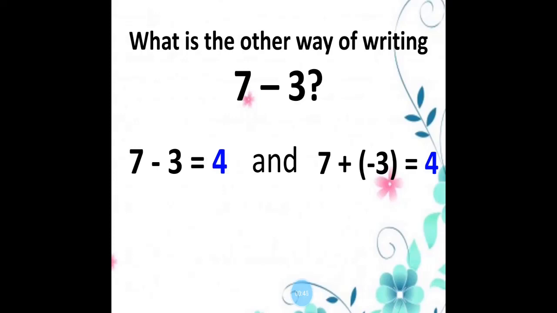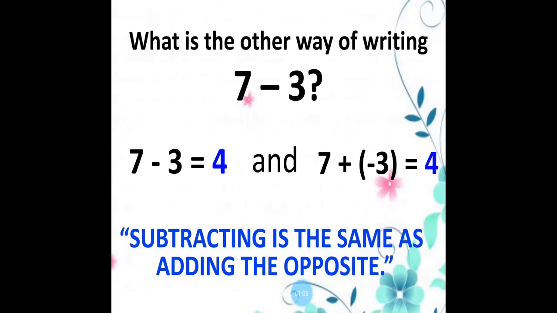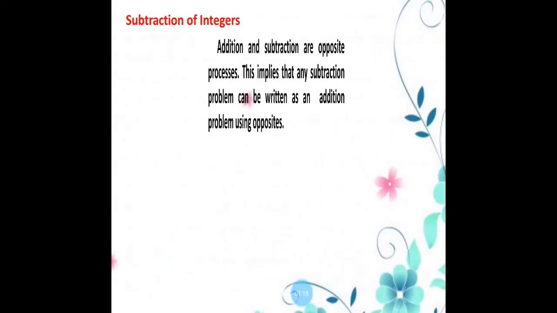So what do you think is the difference between 7 minus 3 equals 4 and 7 plus negative 3 equals 4? The original given is a subtraction, but the other way of writing it without changing the correct answer is by addition, because subtracting is the same as adding the opposite. Remember that.